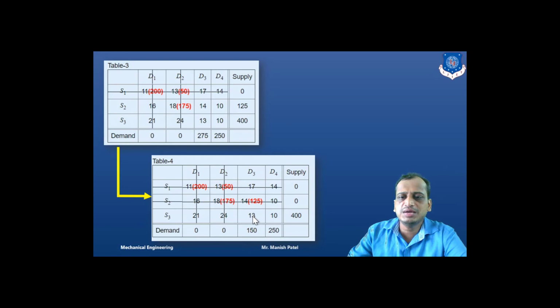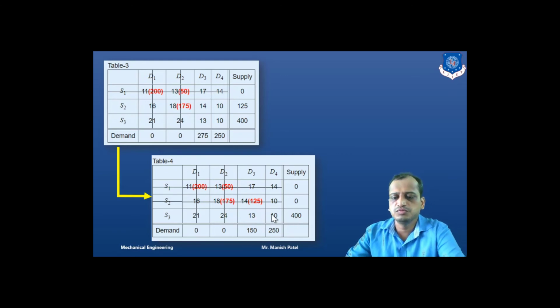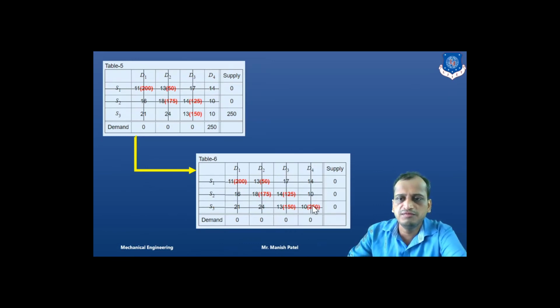What is the last step here? The northwest corner is this one. These two are left, 150 plus 250 is 400. So we will allocate 150 and 250. So we have allocated all these cells, wherever the demand and supply were fulfilled.